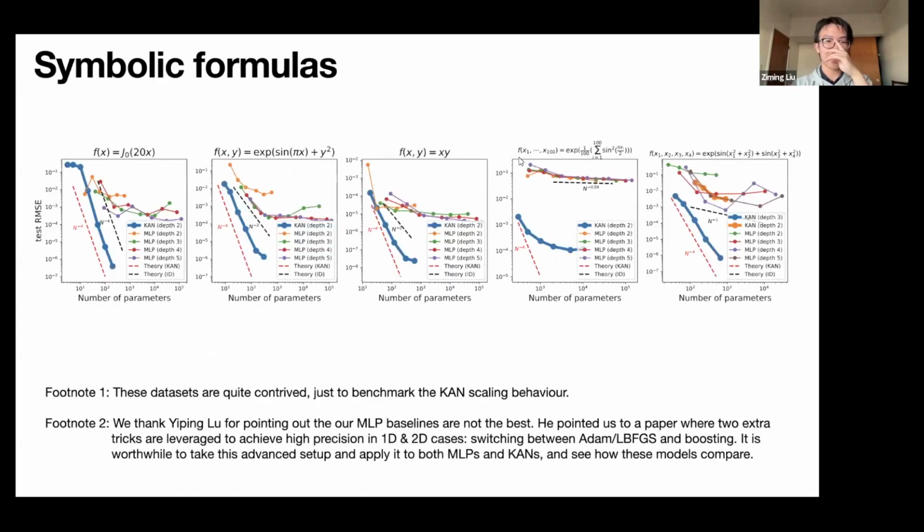So here are just some examples to show that our previous theory is actually reasonable. Here we tried five symbolic examples which have 1D input, 2D, 2D, 100D, and 4D. In almost all cases, the test loss, measured in RMSE against the number of parameters, scales roughly as n to the minus 4, which agrees with the theory. By contrast, the MLPs scale worse and plateau early.